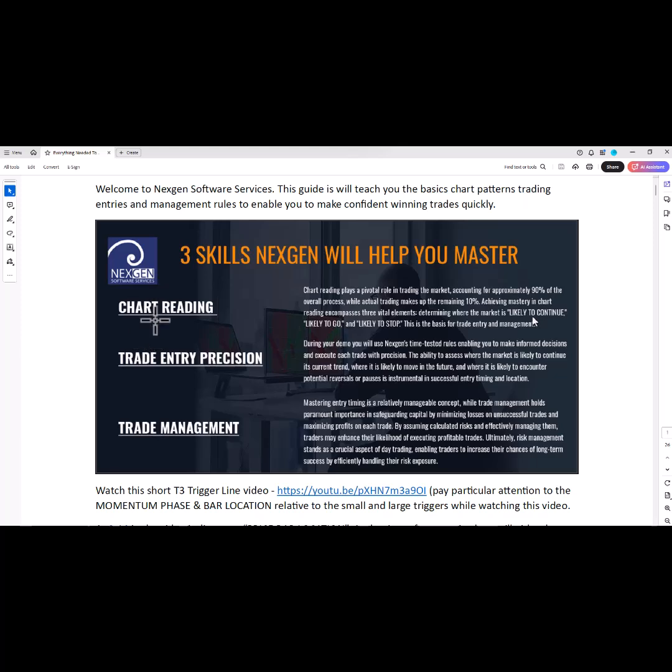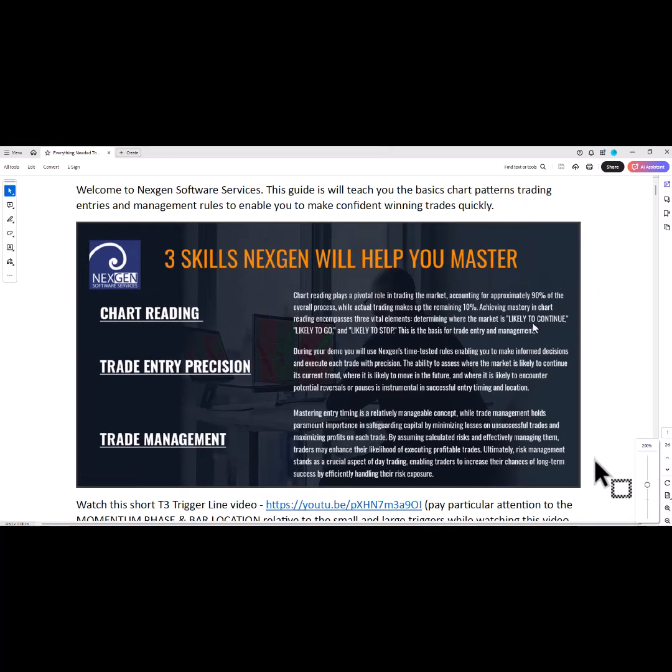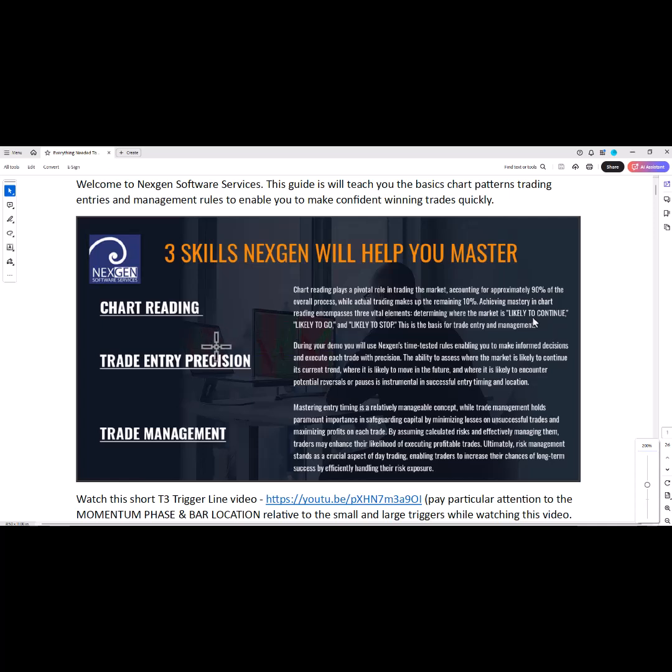So, three main skills: chart reading, trade entry, trade management. Once you get those three things down, you're done. There is a fourth component on here, which I find to be the most difficult component in trading. You guys can tell me if I'm wrong or not, but waiting for the best setups possible. That's one of the hardest things on God's green earth to do.